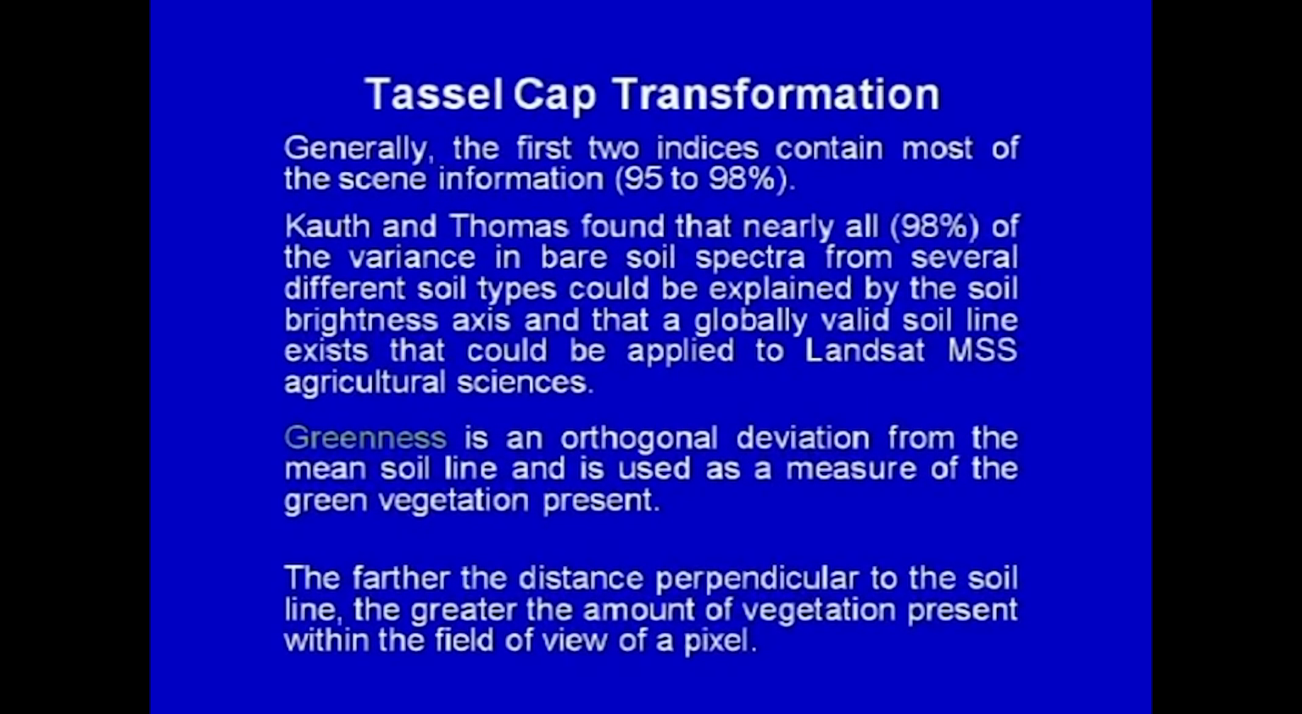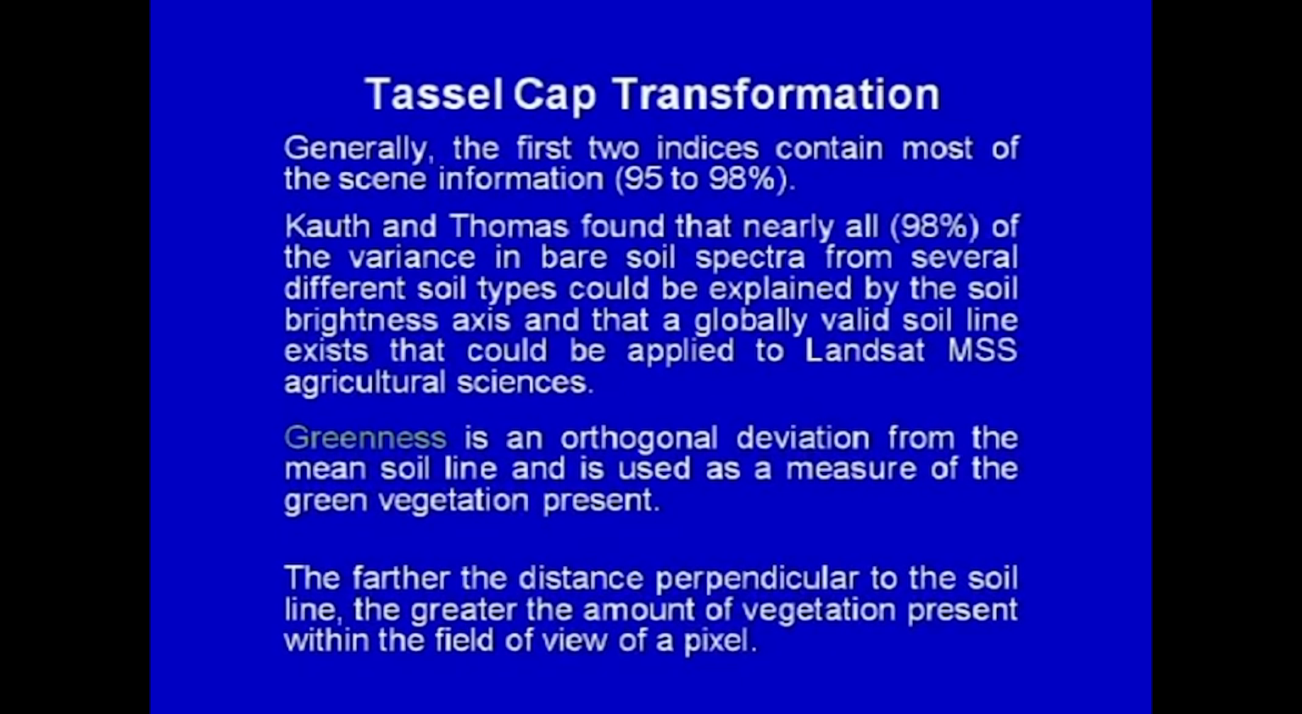Generally, the first two indices contain most of the scene information, that is 95 to 98%. Kauth and Thomas found that nearly 98% of the variance in the bright bare soil spectra from several different soil types could be explained by the soil brightness axis, and that a global valid soil line exists that could be applied to Landsat MSS agricultural sciences.